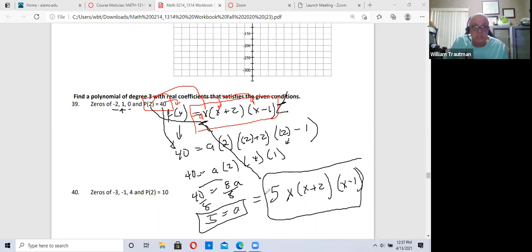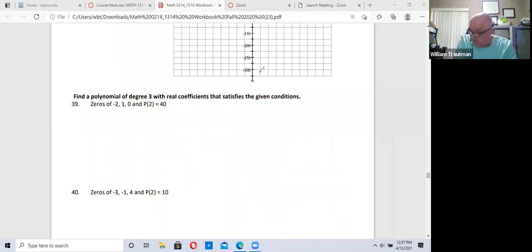That was 39. 40 is really similar. 43 is next.